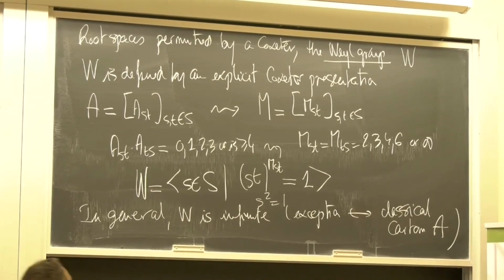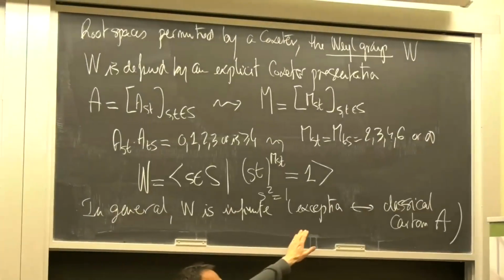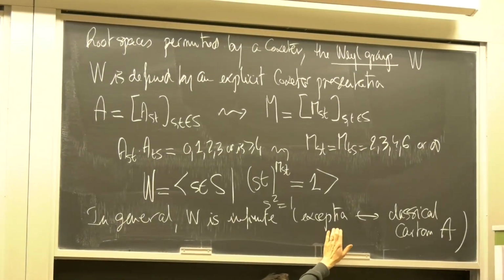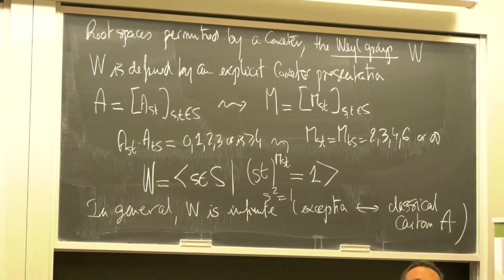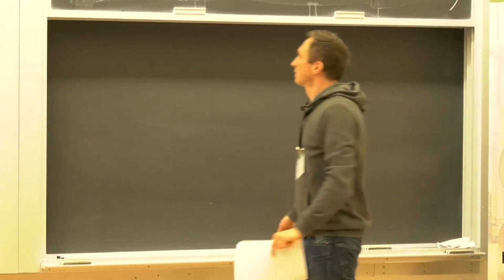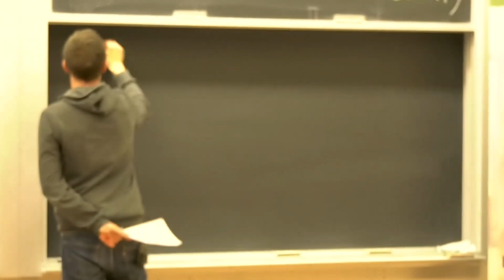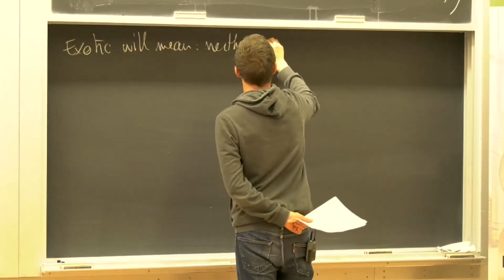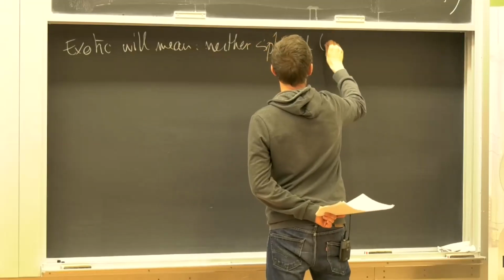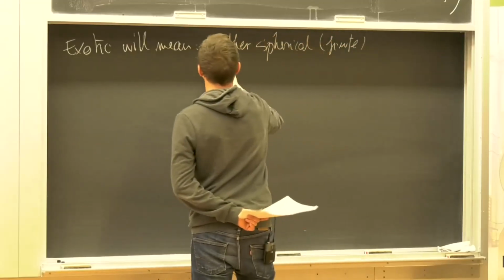So what I will mean by exotic, first, consists in forgetting classical cases, of course, but I will also kick out another class of Coxeter groups, namely the affine Coxeter groups, which is the first, the less wild infinite family of Coxeter groups. So exotic will mean neither spherical, finite, nor affine.